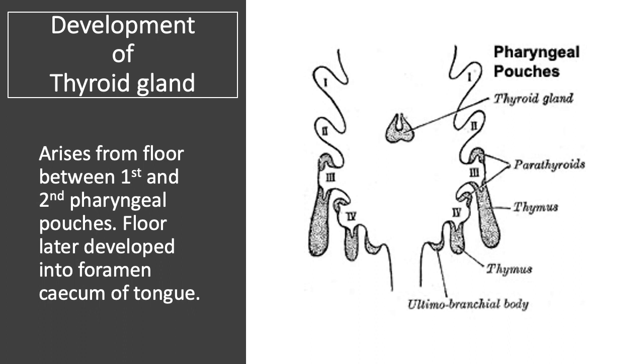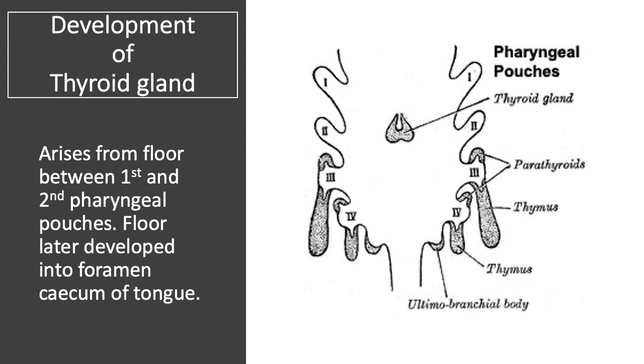Development of the thyroid gland. The thyroid gland begins to develop during the third week of gestation as an endodermal thickening in the floor between the first and second pharyngeal pouches. So the formation of the thyroid gland is from the floor in between the first and second pharyngeal pouches. Later this thickening becomes the thyroglossal duct.